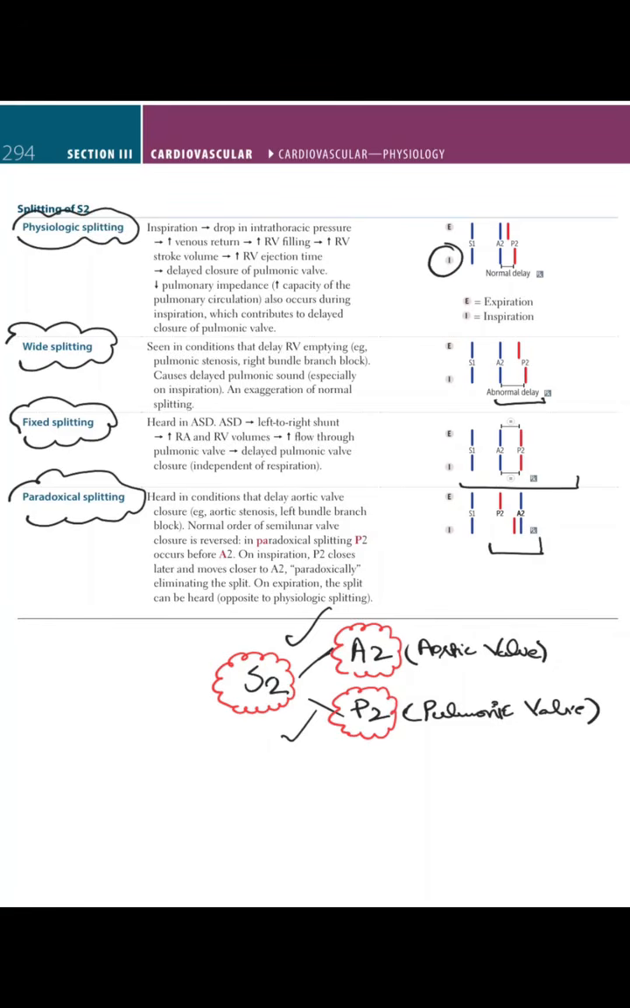So P2 occurs before A2. This happens in conditions that delay left ventricular emptying. Examples are left bundle branch block or aortic stenosis.